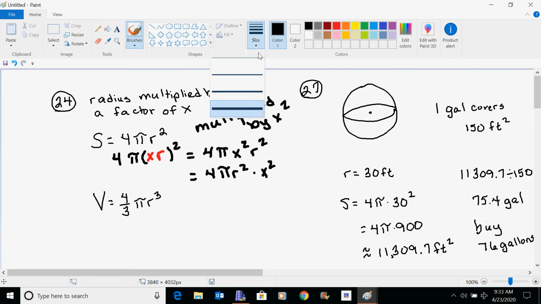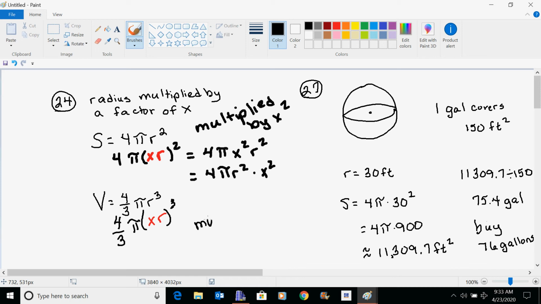Similarly, if we multiply this by a factor of x, we have xr again, and instead of being squared, it gets cubed. So what you can see happening here for the volume is that since both of these things are cubed, if we did something similarly, your volume would be multiplied by x cubed, because it's right there in the cubed spot. So that's what they were really asking for, that question.